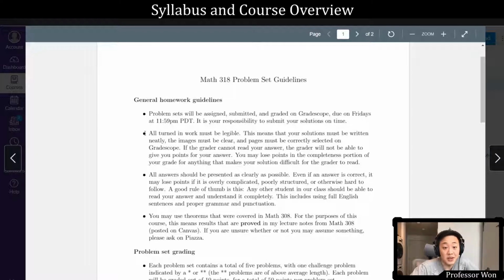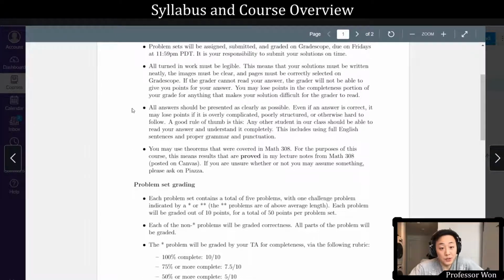Not only that, everything you turn in has to be legible and clear. This means that your solution should be written neatly, it should be scanned clearly, and the pages have to be correctly selected on Gradescope. Again, there's a lot of you, and the graders are grading a lot of solutions. If your grader can't read your answer, or your answer is blurry, or you haven't selected the page in Gradescope, then that makes the grader's life more difficult. That means that you haven't successfully submitted your solution to that problem. Anything that makes your solution difficult to read is a liability.